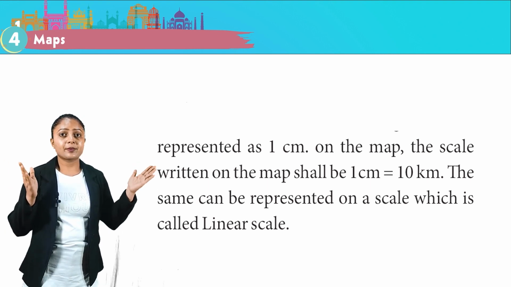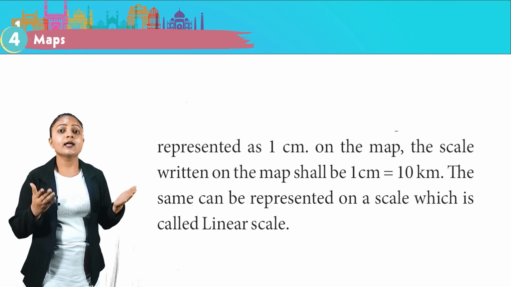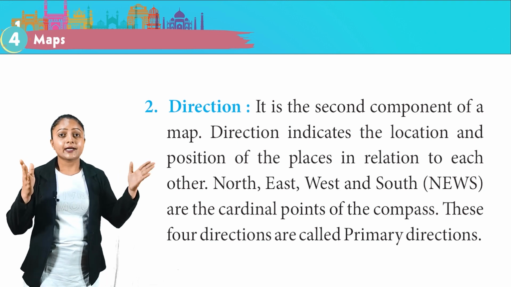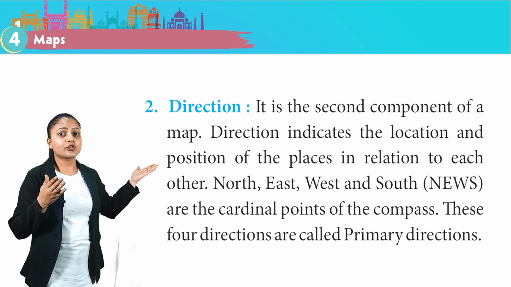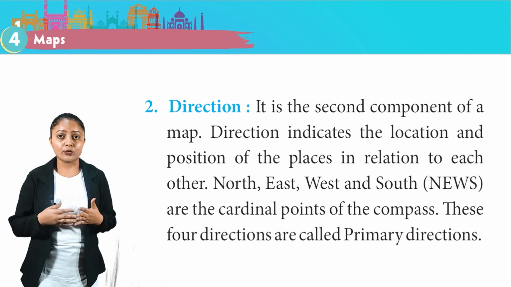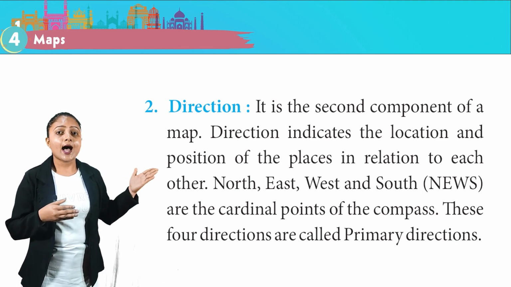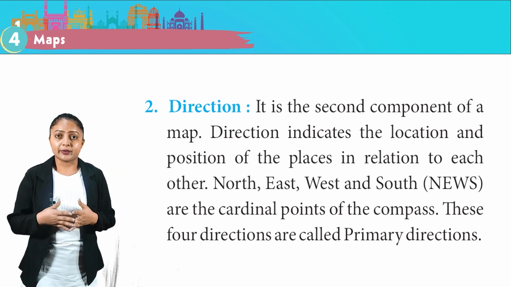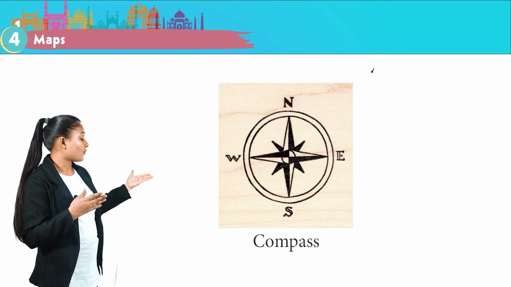The same can be represented on a scale which is called a linear scale. Direction. It is the second component of a map. Direction indicates the location and position of the places in relation to each other. North, east, west and south, NEWS, are the cardinal points of the compass. These four directions are called primary directions. This is the picture of a compass.